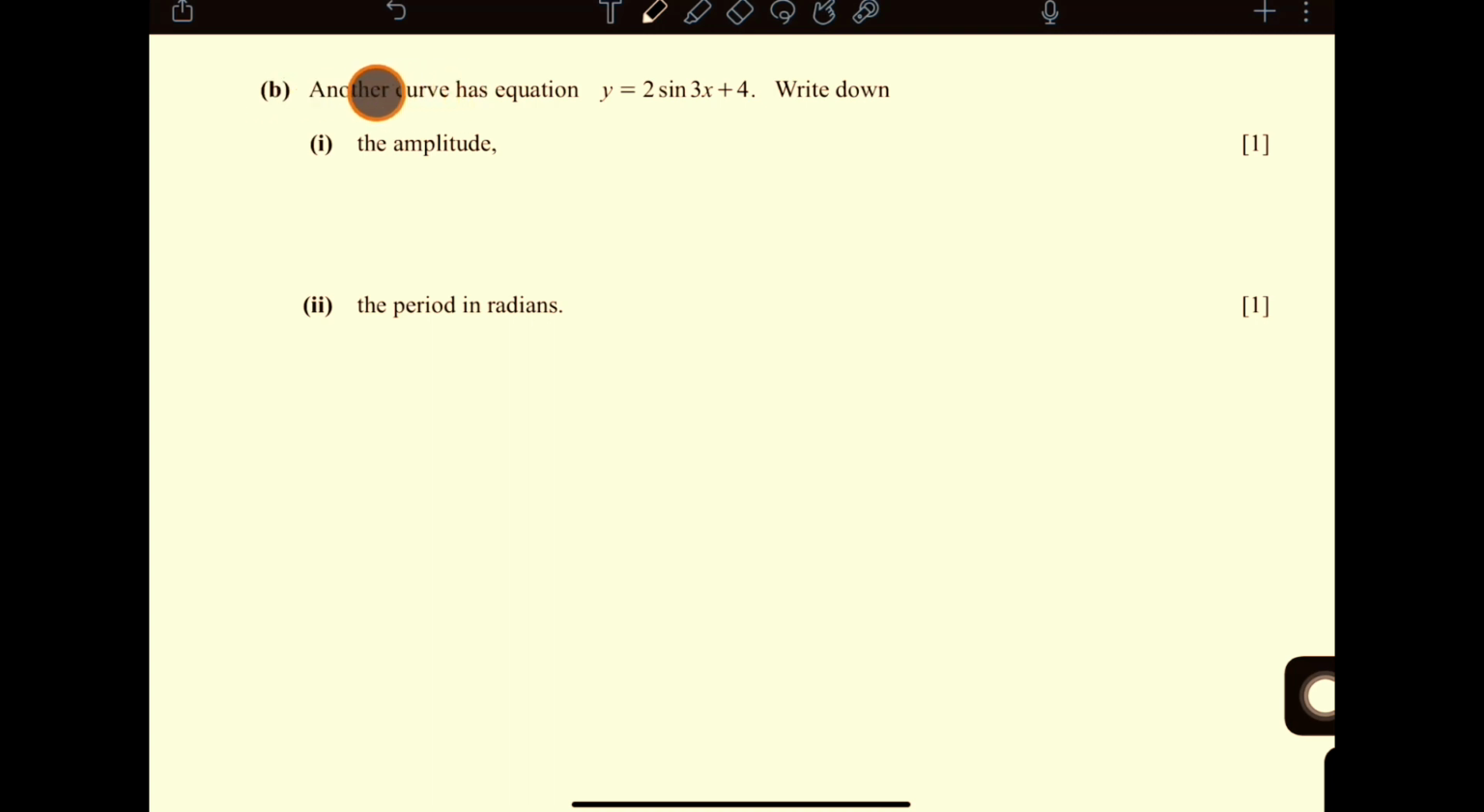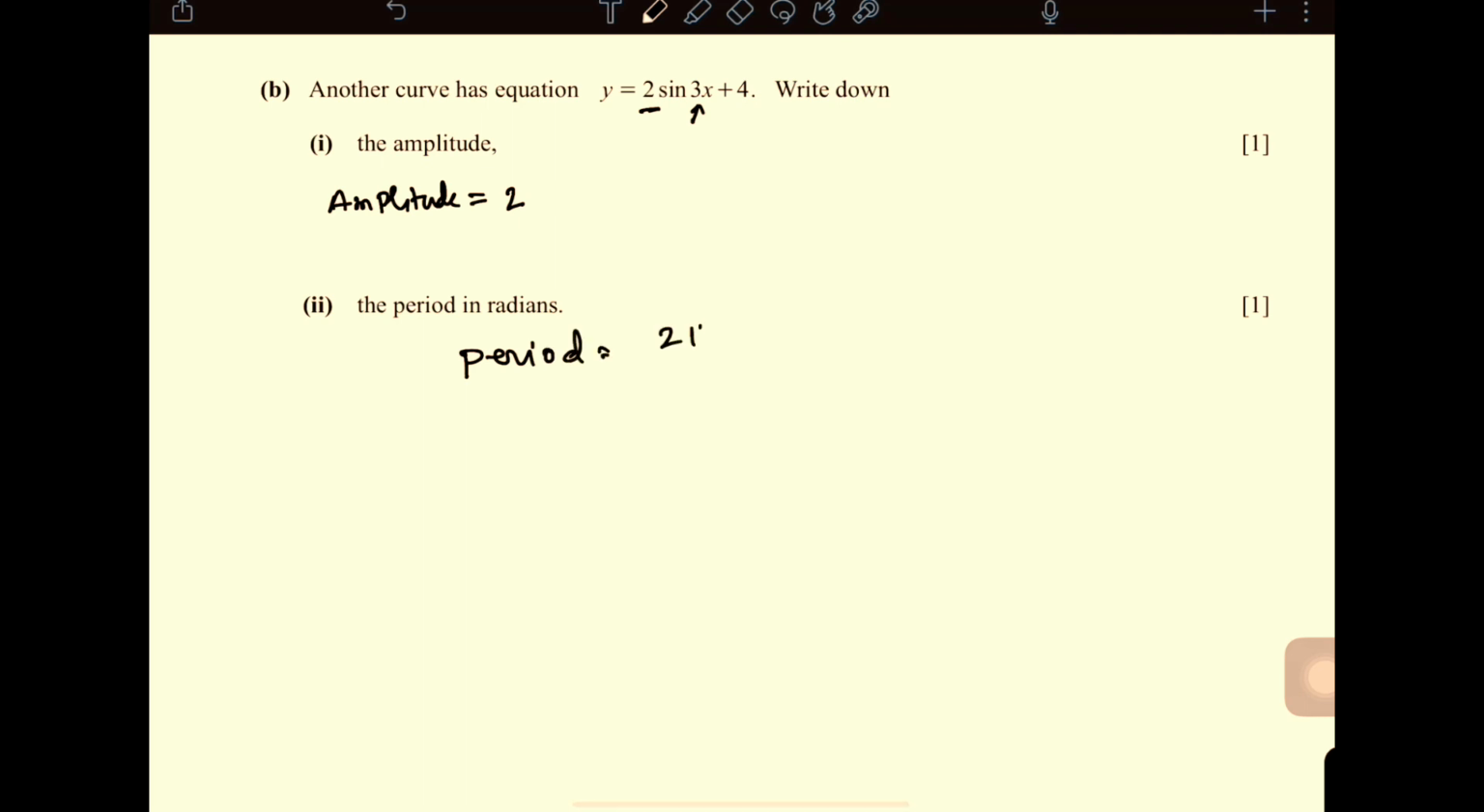This is another equation, y equals 2 sine 3x plus 4. Write down amplitude, its max, and period in radians. Its amplitude is 2. And its frequency is 3. So its period is 2 pi divided by 3. I mean it repeats after 2 pi by 3 radians.